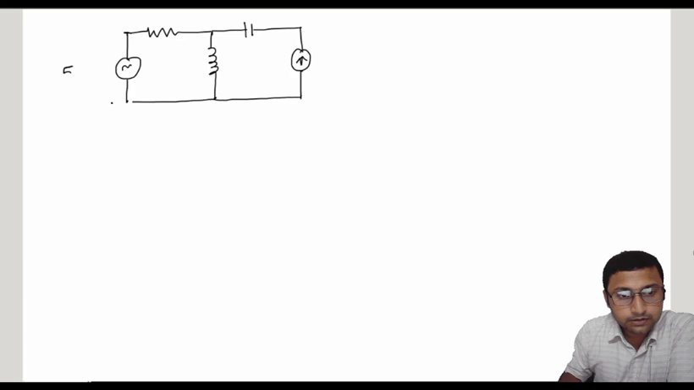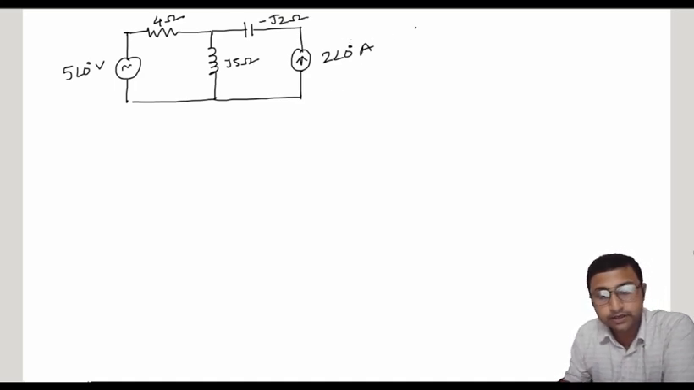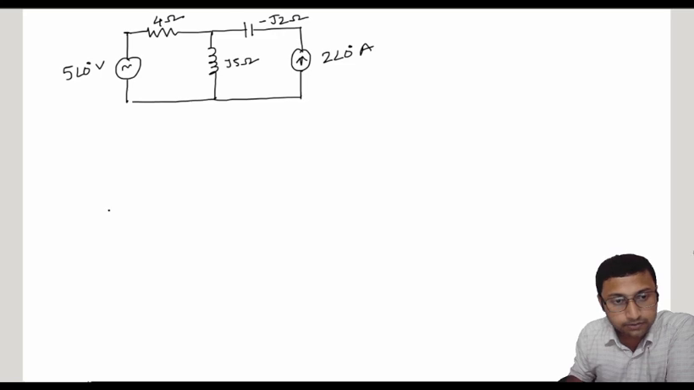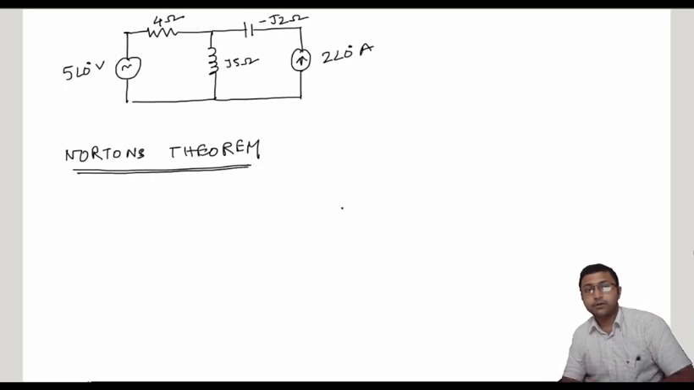Okay, so the source values are 5 at an angle 0 degree volt and 2 at an angle 0 degree ampere. This is the 4 ohm impedance, this is j5 ohm inductive reactance, and this is minus j2 ohm capacitive reactance. Now if we apply Norton's theorem, the steps are similar.